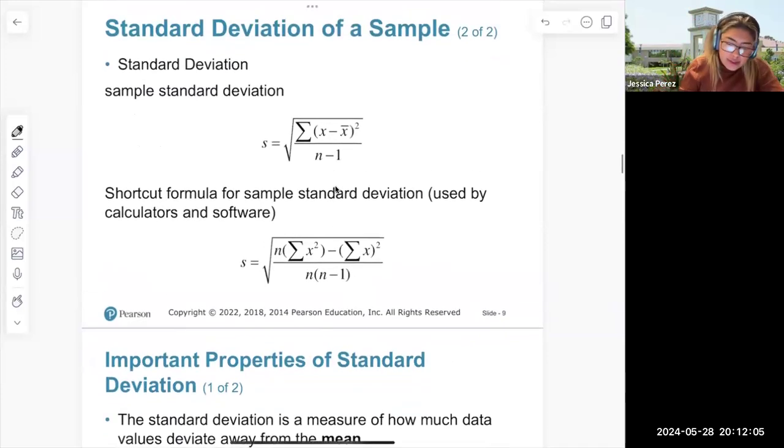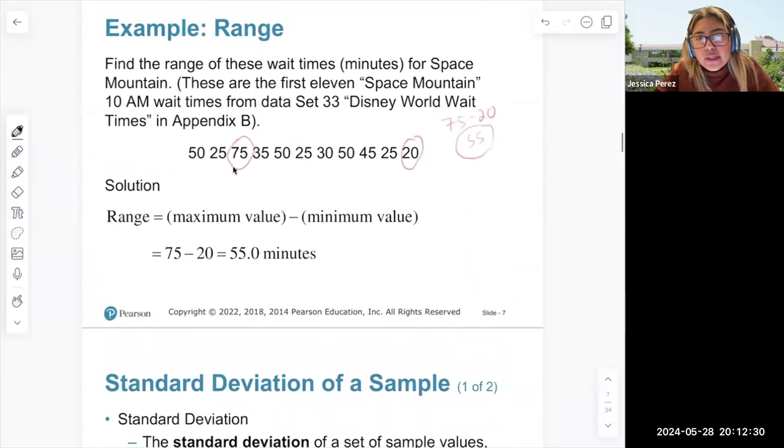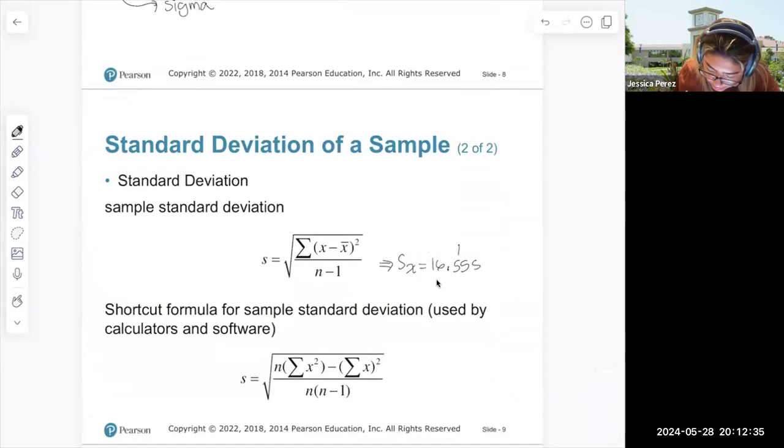So again, when we found this on our calculator, S of X for our sample was 16.555. Our original data has a whole number as its value, so our round-off rule would be 1 decimal. So 16.6 would be our sample standard deviation.